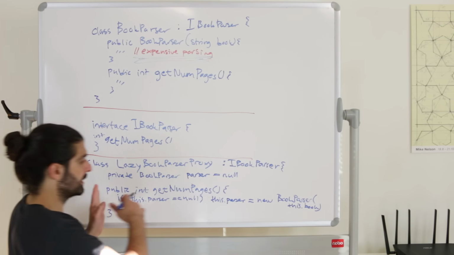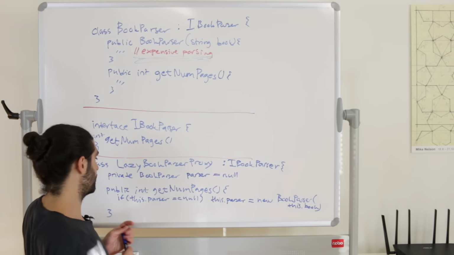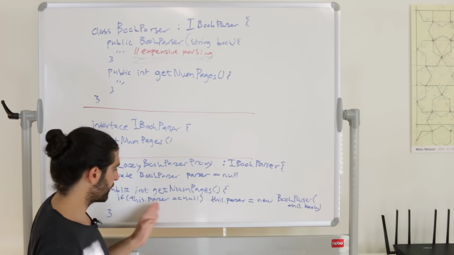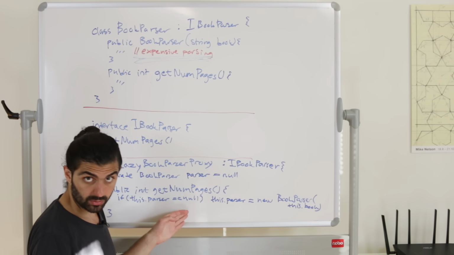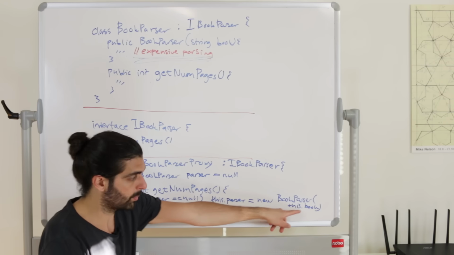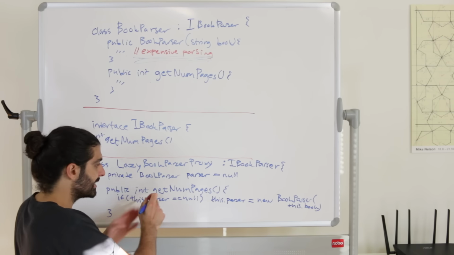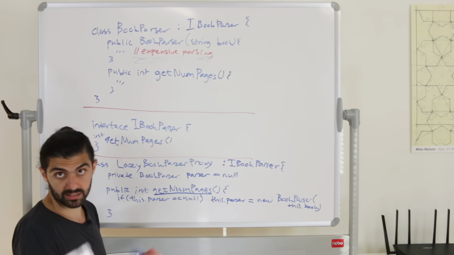So, in this method getNumPages, on this first long line, we've first checked if we have a parser available, and if we don't, if it's equal to null, then we'll instantiate it. And when we instantiate it, we'll pass the book, the string representing the book. And then we'll simply delegate this method call, getNumPages, to our instance of a book parser.